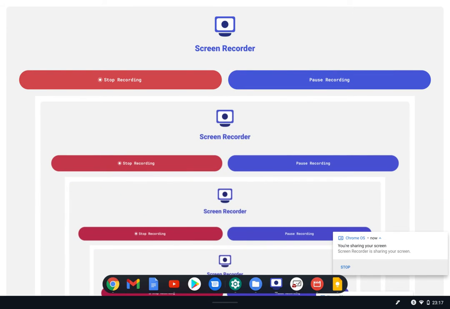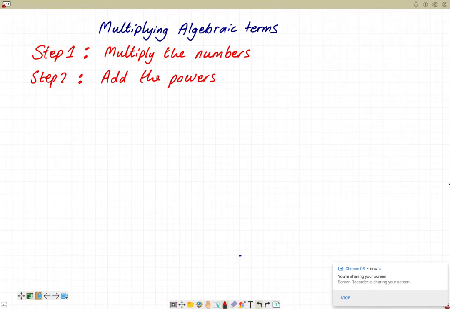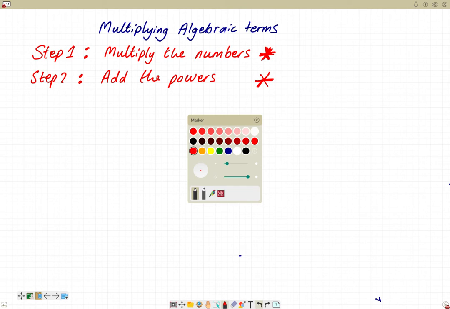Hi guys, so today's presentation will be on how to multiply algebraic terms. Okay, so two simple rules you've got to remember. First one, multiply the numbers. Second one, add the powers. Okay, I'll show you what I mean.